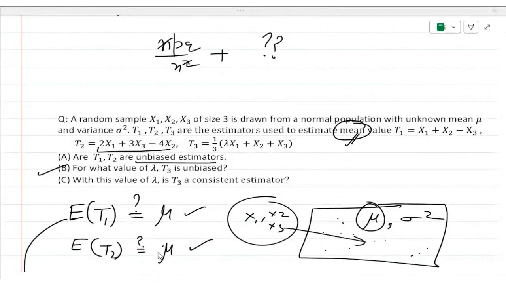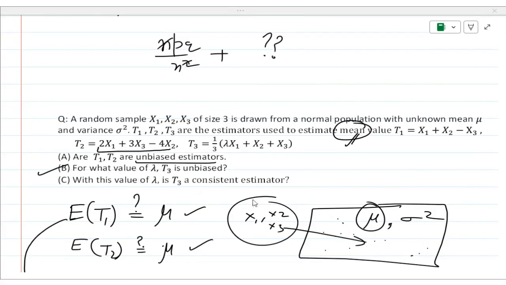So yes, students, anybody done? Okay, so 2 students have answered. Yes, your answer seems to be correct.